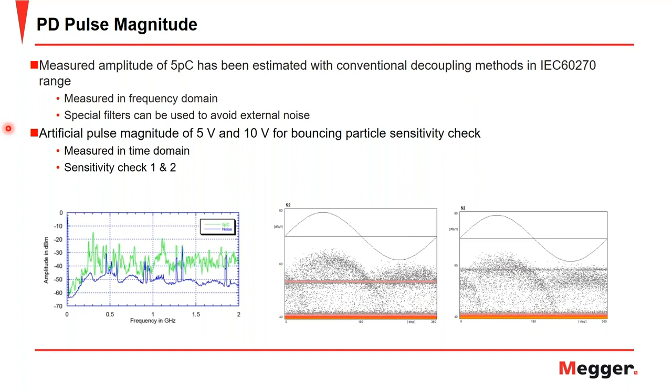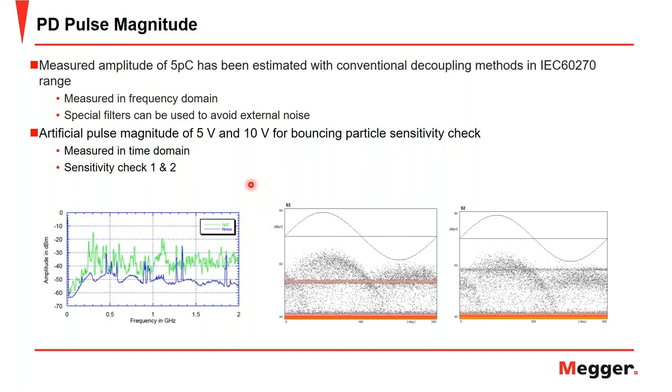So this is where we go into the sensitivity check. The sensitivity check has two steps. One is performed at the factory of the GIS manufacturer, where an artificial fault is created with a metallic spike or a hopping particle, whose size is chosen to give a 5 picocoulomb peak signal. And when doing this, they use the conventional decoupling methods of the IEC 60270 to be sure that they do indeed have this 5 picocoulomb peak signal and are able to get a PRPD pattern of this 5 picocoulomb signal.